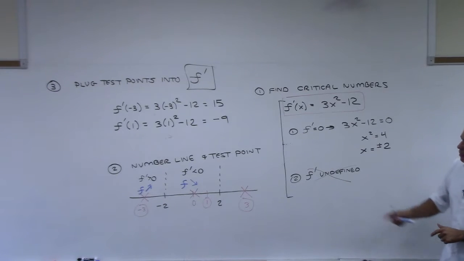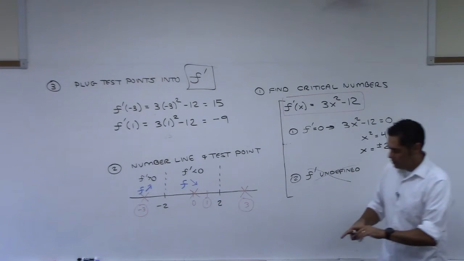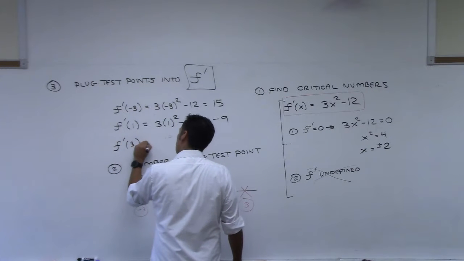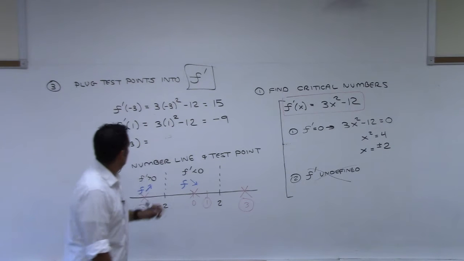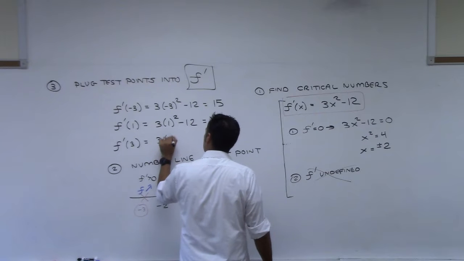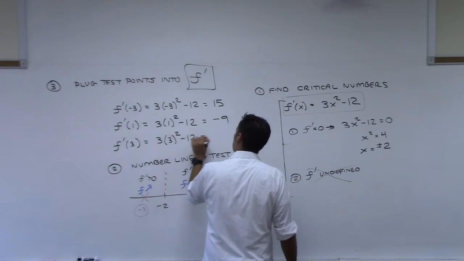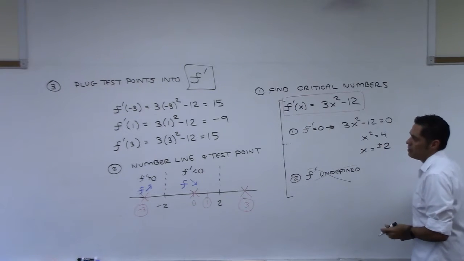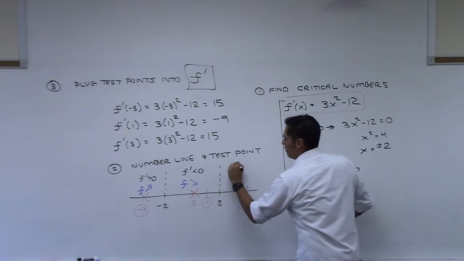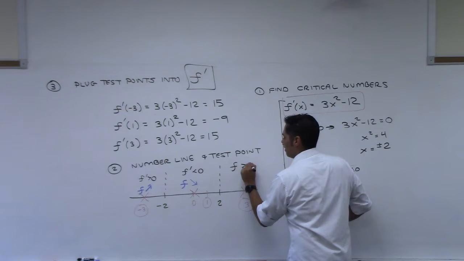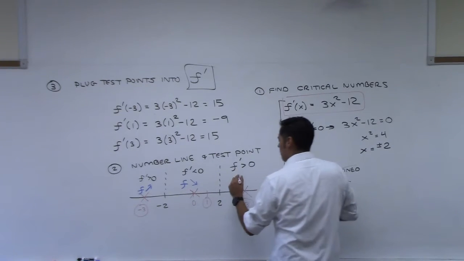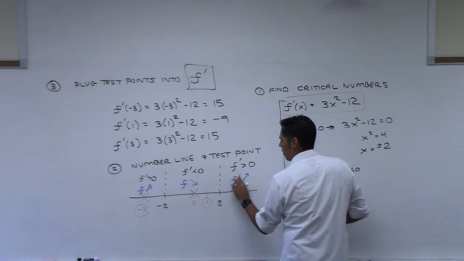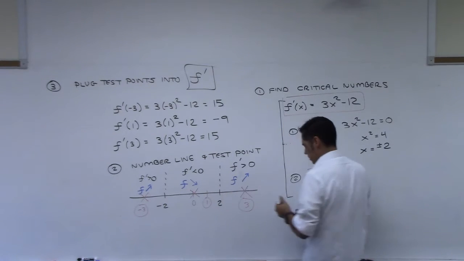And finally, we plug in the third test point, F prime of 3. And when we plug that in, don't we get 15 again? We get 15 again, because when you square the 3 and -3, the exact same thing happens. So that means my derivative is positive, which means my function is going up, not the derivative. My function is going up.